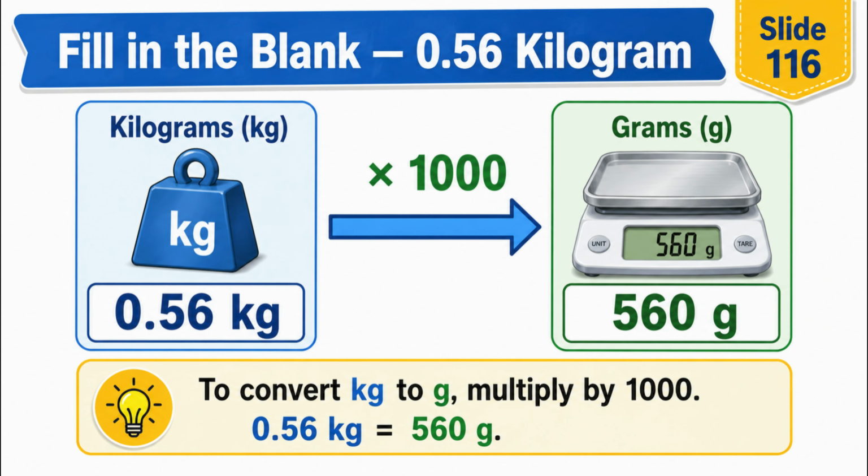Fill in the blank. 0.56 kilogram. To convert kilograms into grams, multiply by 1,000. 0.56 times 1,000 equals 560. So, 0.56 kilogram equals 560 grams.